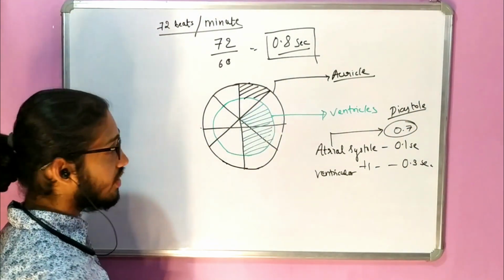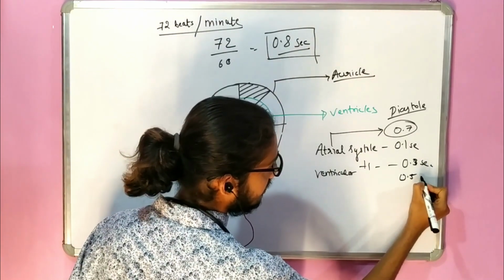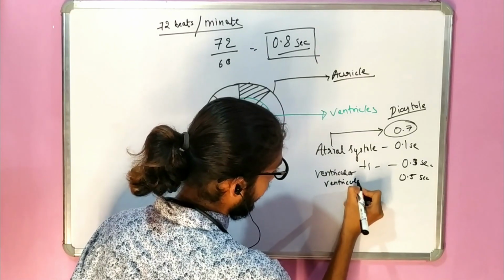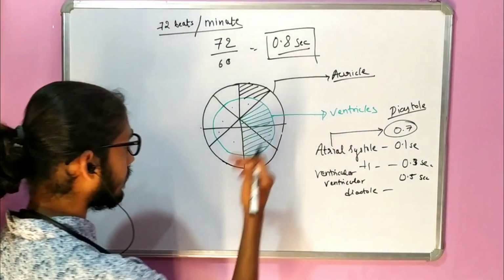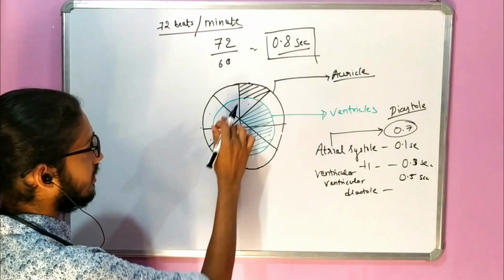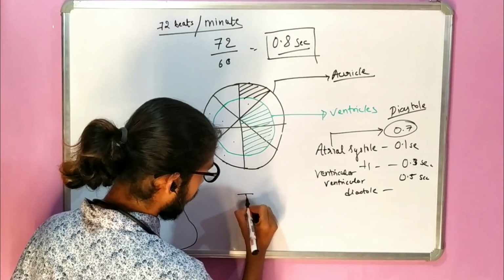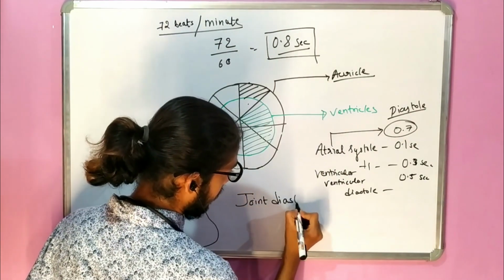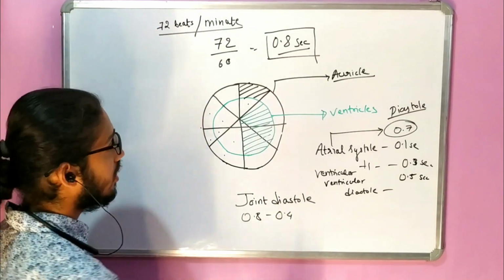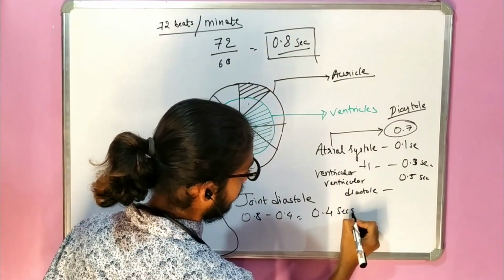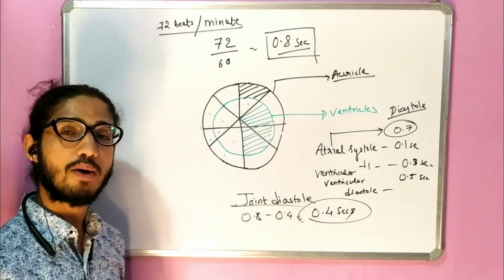And in case of ventricles, for about 1, 2, 3, 4 and 5, so 0.5 seconds of ventricular diastole takes place, which means for 0.5 seconds your ventricles are in resting stage or relaxed stage. Now these 0.4 seconds are common for both the atria and the ventricles, and that's why this stage is called joint diastole, which counts about, if you see, 0.8 minus 0.4, which is occupied in systole, is 0.4 seconds. So 0.4 seconds of the joint diastole means that the entire heart is in the resting stage for about 0.4 seconds.